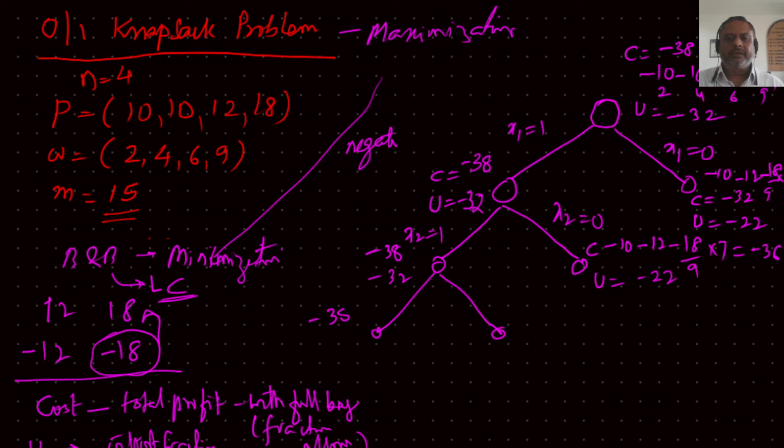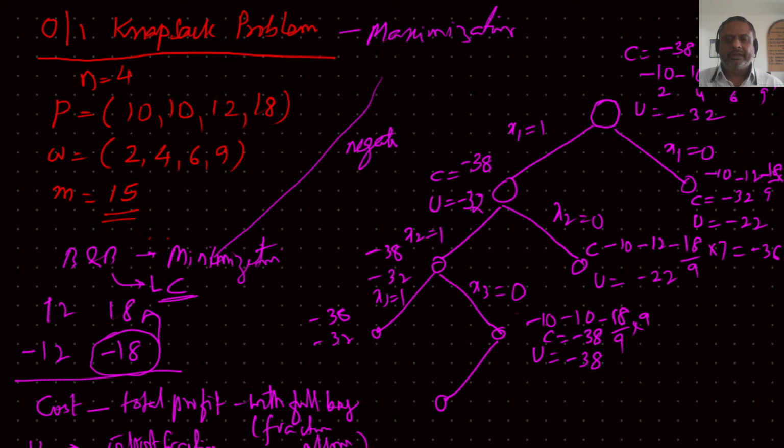So this is minus 38, minus 32, and this is for x3 equal to 0. This is x3 equal to 1. If you don't consider x3, then this is minus 10, minus 10, and minus 18 by 9 into 6. So we are left with 9. You have to consider 2, 4 and 9, all 15 are considered. So that makes the cost minus 38, and no fraction was used. So this is also minus 38. So x3 equal to 0 will give minus 38. So this is minus 32, minus 38, minus 22, minus 22.